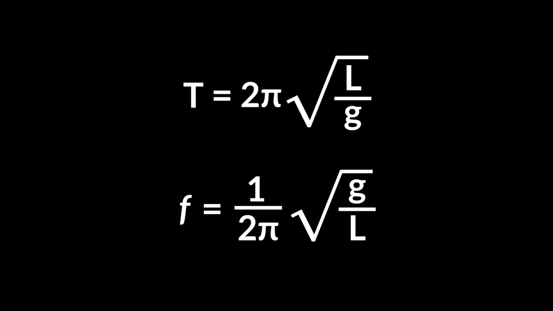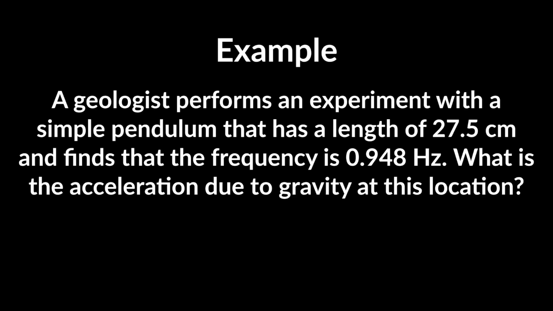All right, let's look at an example. So we have a geologist who performs an experiment with a simple pendulum that has a length of 27.5 centimeters. And he finds that the frequency is 0.948 hertz. So we want to find the acceleration due to gravity at this location. This is a pretty simple problem.